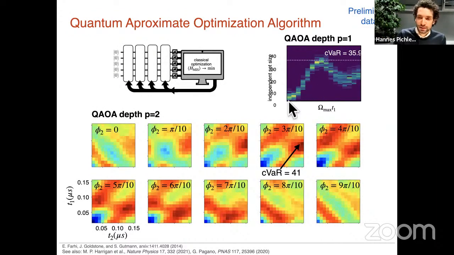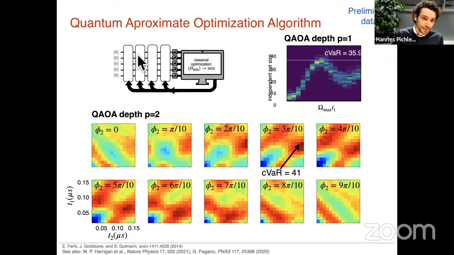And what you see is that if you take your pulse duration as a variational parameter, already at rather short times, this should be almost a pi/2 time, you get the maximum Rydberg density. This is the same graph that I had before, so the maximum independent set size here is 57. With a single-layer, depth p equals 1 QAOA, you only reach a conditional value at risk of 35.